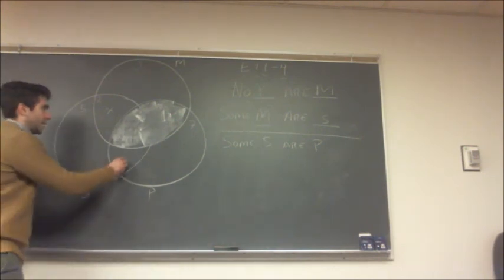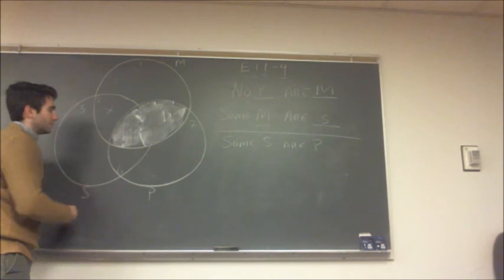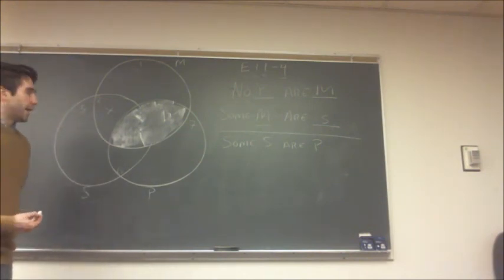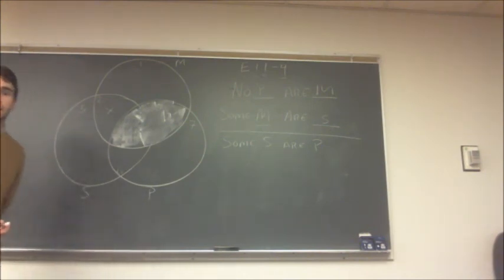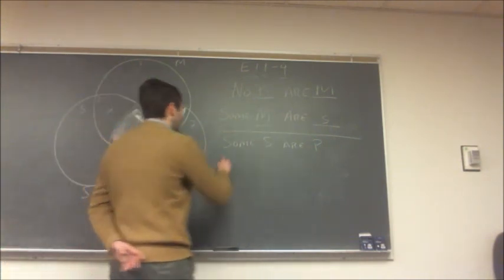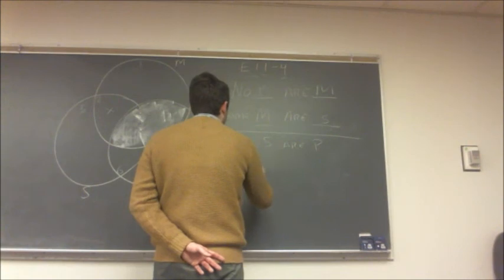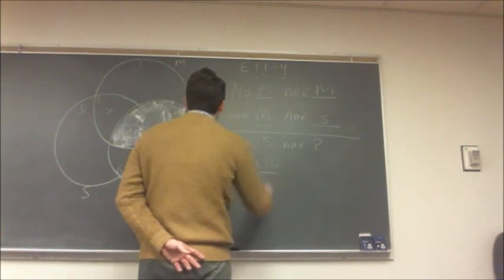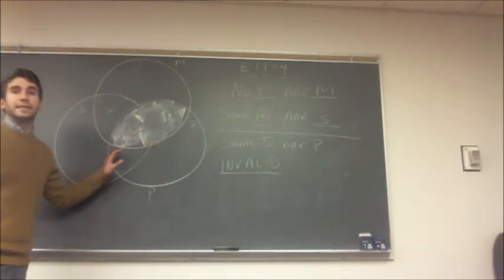So that would be in 6, because this is where the S and the P overlap. So the question is, is there an X there? A quick look at the diagram suggests not. So it turns out that this is invalid, because the conclusion isn't reflected in the diagram.